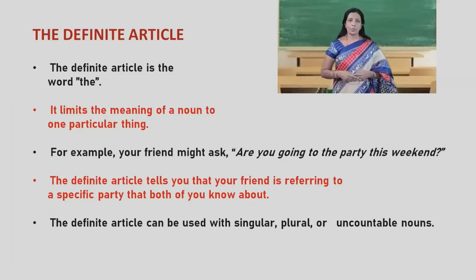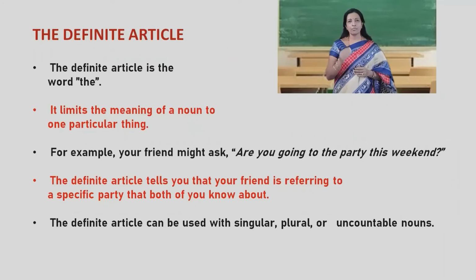Let us now try to understand more about the definite article the. So, this definite article generally limits the meaning of the noun to a particular thing. It cannot be used in a general way and is always specific and pointed.